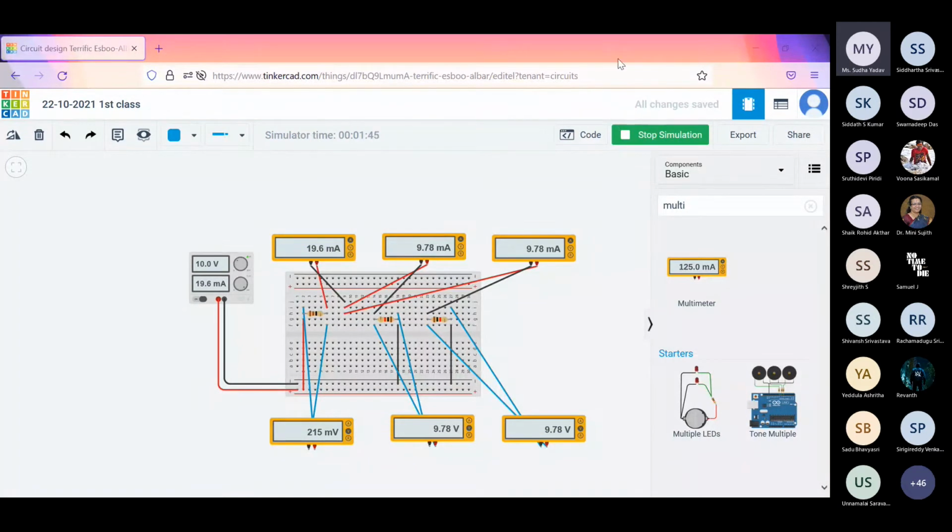Yeah, I can see. Wait, have you changed the values of the resistors? No, ma'am. Then you have to change them, no? Without changing the value of the resistor, how are you expecting to get the same value of voltage and current? You will not get it, right? Okay.